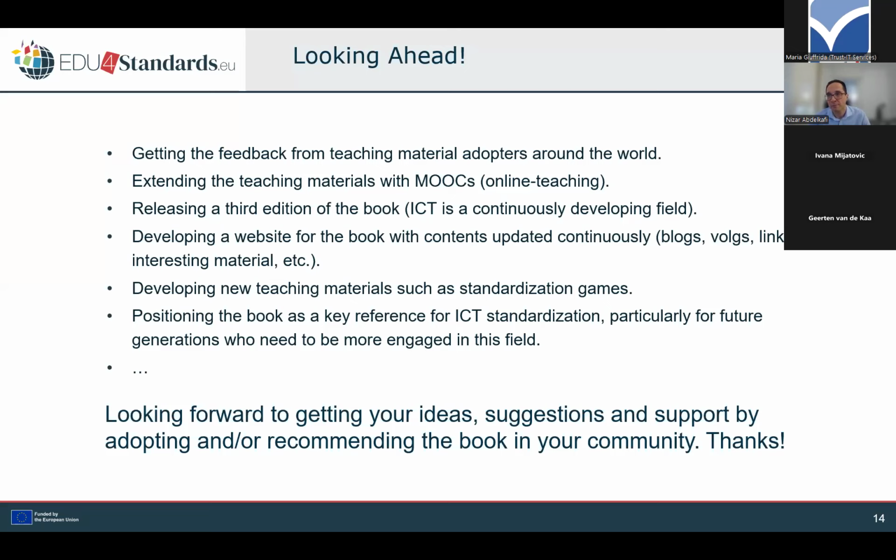developing also standardization games. We are doing this in the EDU4Standards project, but not necessarily with an orientation, so to say, on ICT standardization. And also, and this is, I think, the dream of every author, to position the book as a key reference for ICT standardization, especially for future generations. So looking forward to getting your ideas, suggestions, and comments, and every comment and suggestion is really welcome.